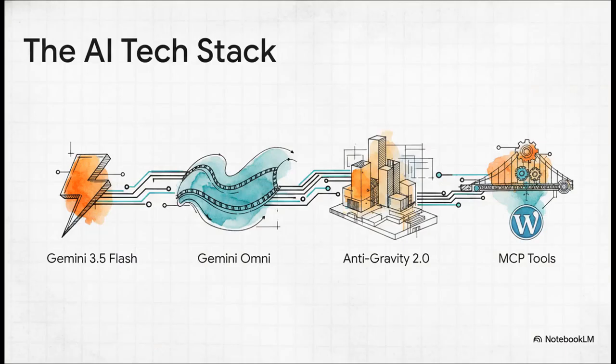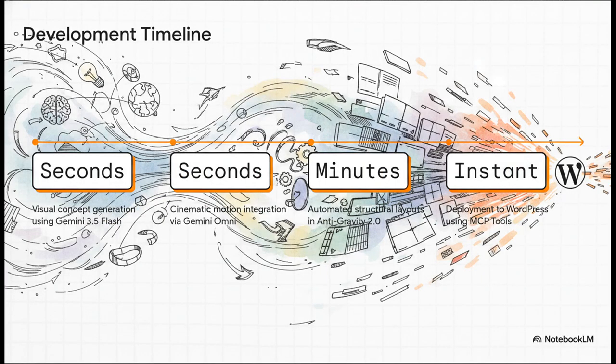To pull this off, we're utilizing some brand new tools fresh out of Google's recent drops. Our stack looks like this. We've got Gemini 3.5 Flash for hyper-fast conceptualization, Gemini Omni for bringing those concepts to life, Anti-Gravity 2.0 for actually generating our website architecture, and MCP Tools acting as the bridge to tie it all together. This stack is literally the secret to cutting a timeline down from weeks of tedious dev work to just a few minutes.